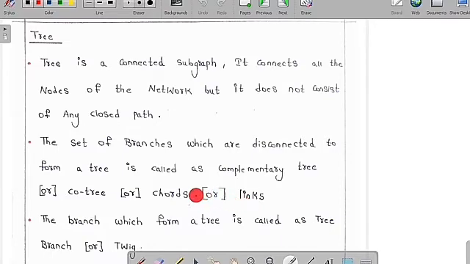So in a tree there will be some branches that we are going to call a tree, but there are a few branches which are not going to connect to that tree. Those branches we are going to call the complementary tree, co-tree, chords or links. So these are the different names for that. Therefore, the set of branches which are disconnected to form a tree are called the complementary tree or co-tree or the chords or the links. You can name any of these things.